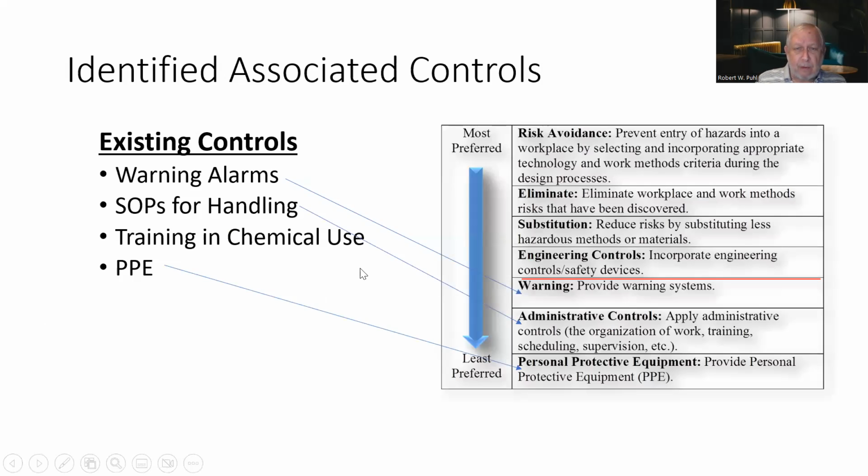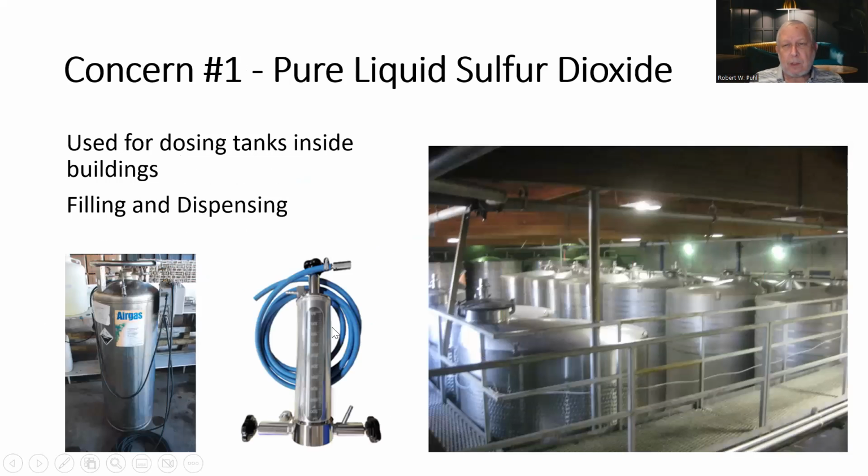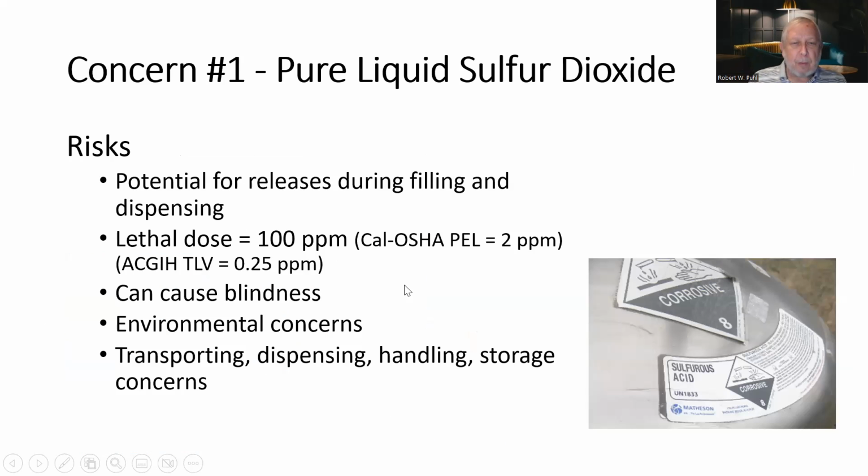They identified these with associated controls that were already in place. They had some warning alarms, some standard operating procedures, and some training on chemical use and some PPE. These were the controls that were already there. Concern number one: they were using pure liquid sulfur dioxide. It's used for dosing tanks inside the buildings, filling and dispensing it. You fill the small tank from the big tanks. There's risk or potential for releases during filling and dispensing.